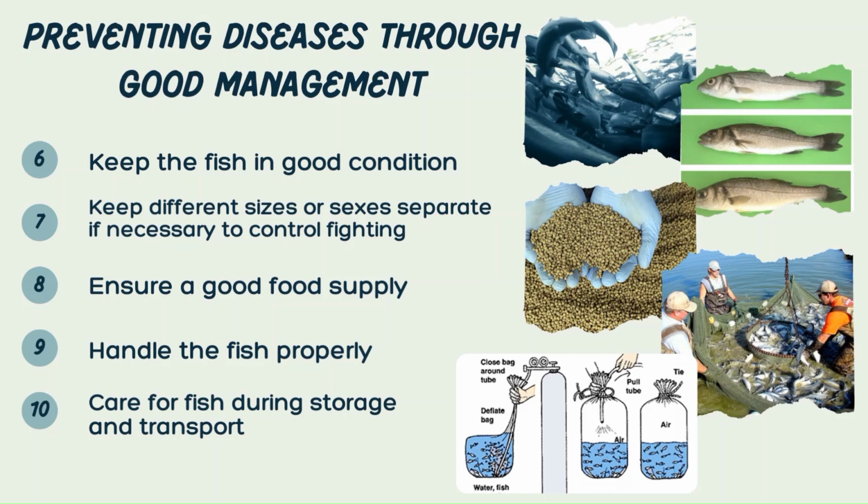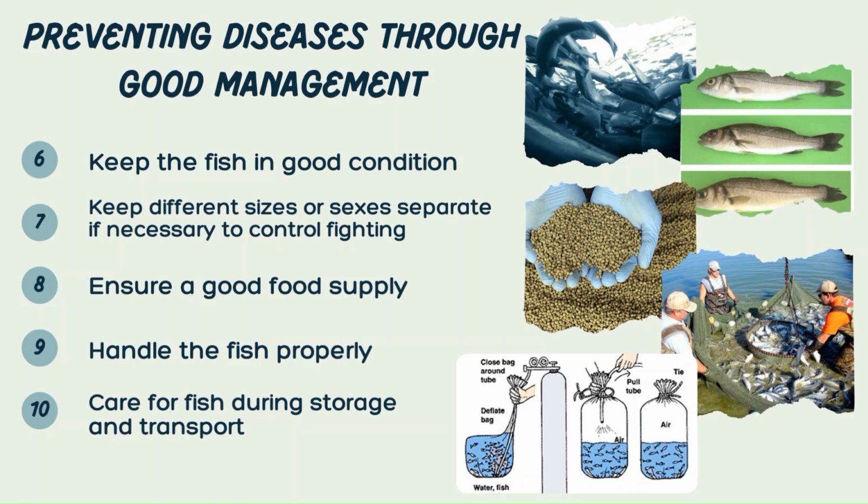Seventh, keep the fish sizes or sexes separate if necessary to control fighting. Wounds can become inflamed, which may lead to disease problems. Eighth, ensure a good food supply. Make certain that the feed is not spoiled or deteriorated.